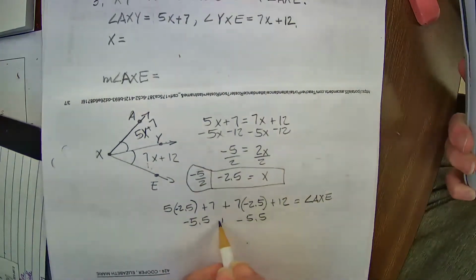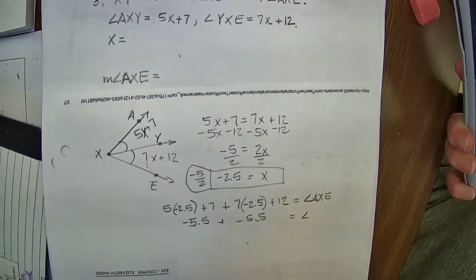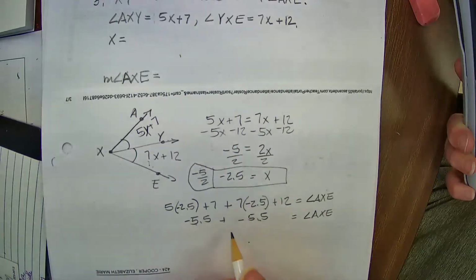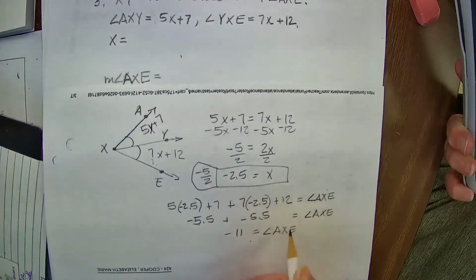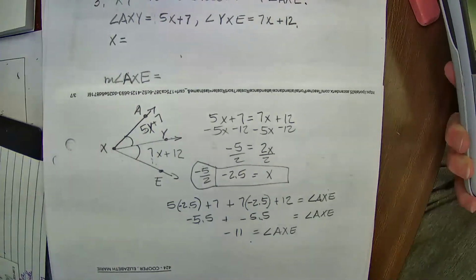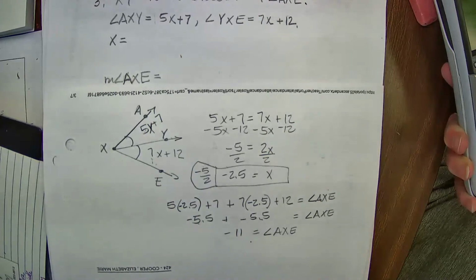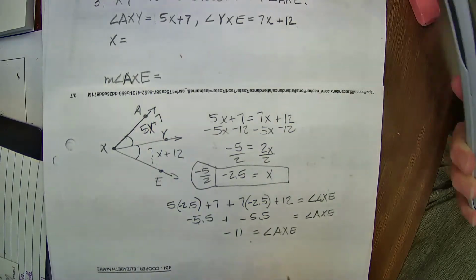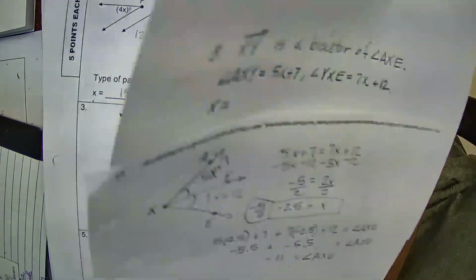Okay, and so they did come out the same, which is good. It would have been better if they were positive, but oh well. So what is that, negative 11? This is the measure of angle AXE. Any questions? Like I said, it came out negative because I made it up. All right. So we got that. Now, set that aside.